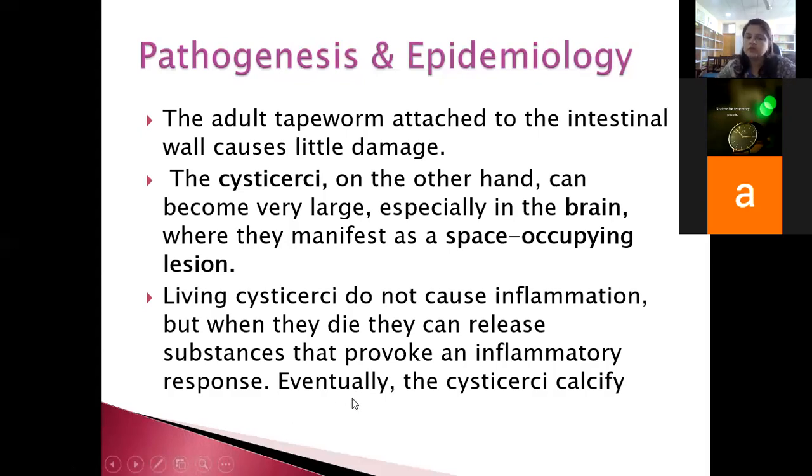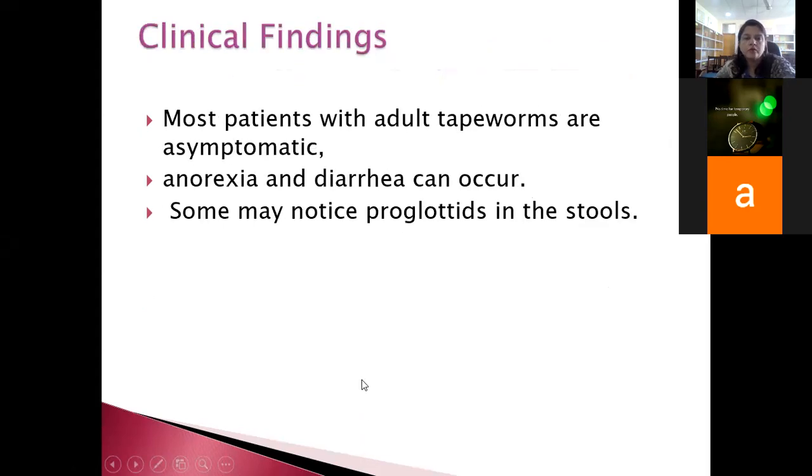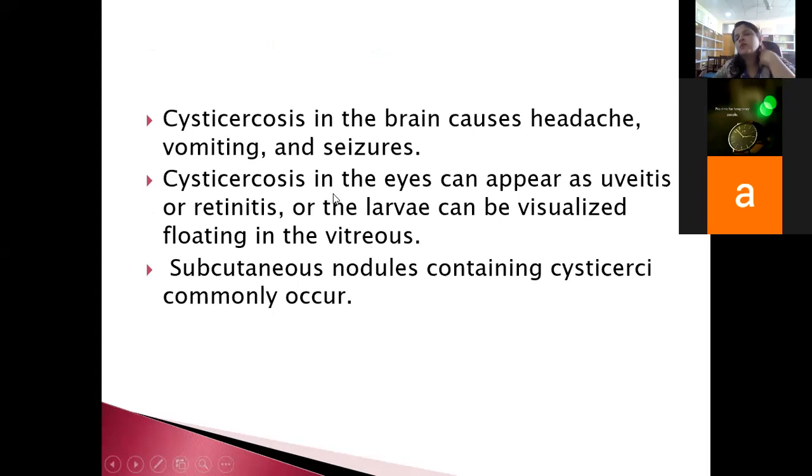Living cysticerci do not cause inflammation, but when they die, they can release substances that provoke an inflammatory response. Usually, the cysticerci calcify, as I told you before. The clinical findings: most patients with the adult tapeworm are asymptomatic. Anorexia and diarrhea may occur, and patients may also notice proglottids in the stools. Cysticercosis in the brain causes headache, seizures, and vomiting, while cysticercosis in the eyes can appear as uveitis or retinitis, or the larva can be visualized floating in the vitreous humor. Subcutaneous nodules containing cysticerci commonly occur as well.